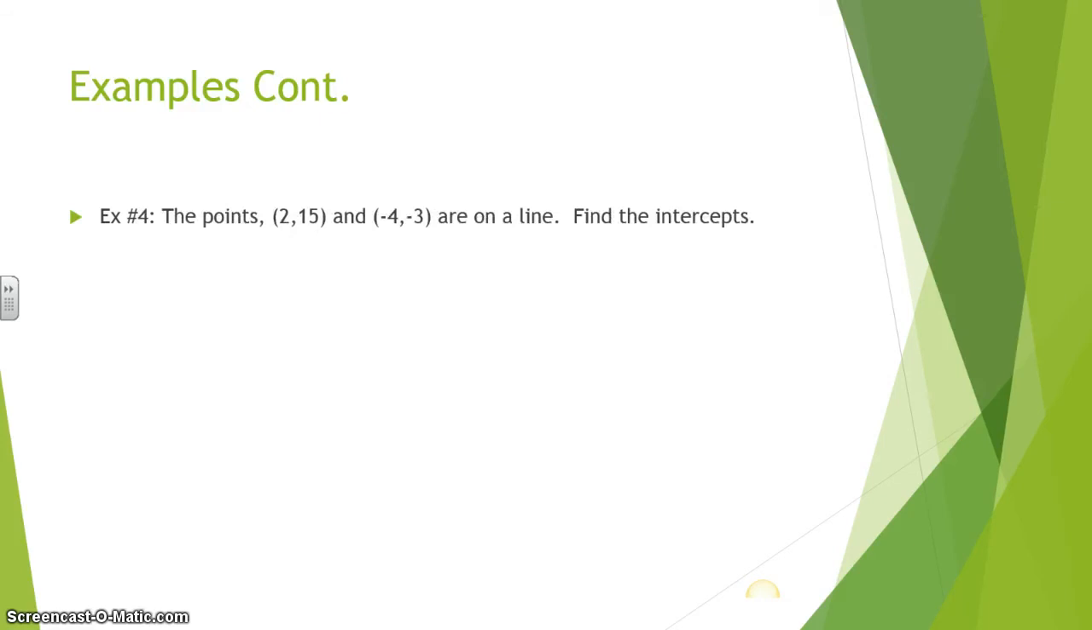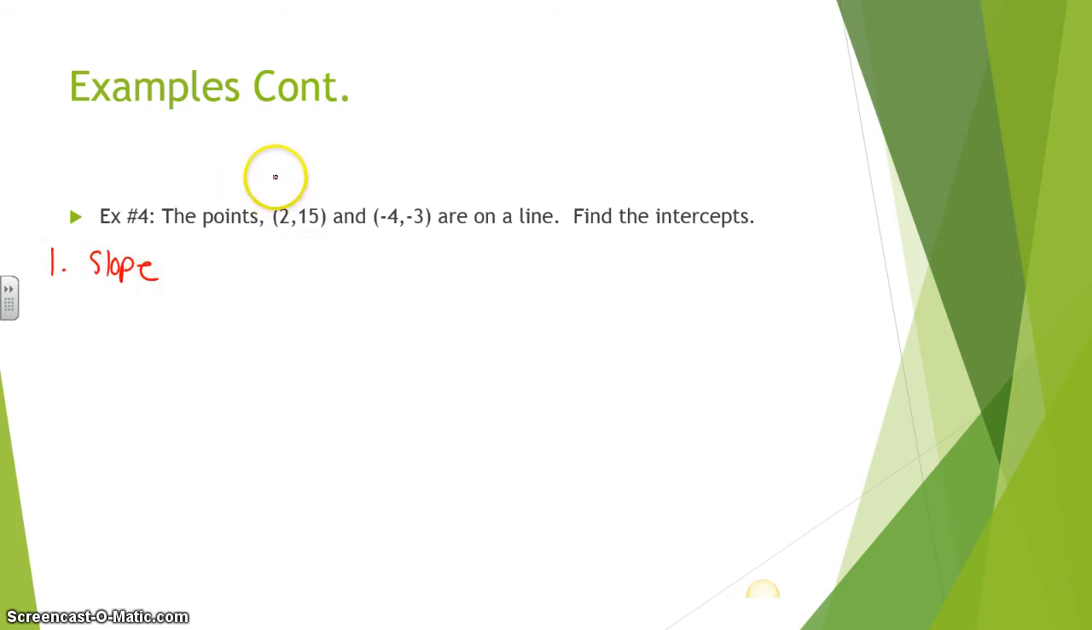The last example here, we are given points on a line and they want us to find the intercepts, the x-intercept and the y-intercept. This is a little bit similar to what we've seen before in previous sections with the x and y-intercept, but we're going to be using the point-slope form to help us solve this. First thing we need to do is find the slope.